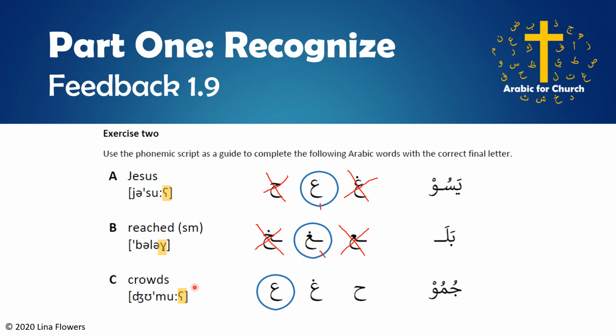The word in C, crowds, in Arabic is jumu'a. Jumu'a. And that's a very common word in the Bible because if you remember, Jesus always addressed the crowds and preached to the crowds. So you'll see this a lot in Arabic, jumu'a. So the A sound is the one without the dot. So this is without the dot, but that's a Ha. That's not the one. This one is a Ghain with a dot. And this is the correct option, the letter Ain.